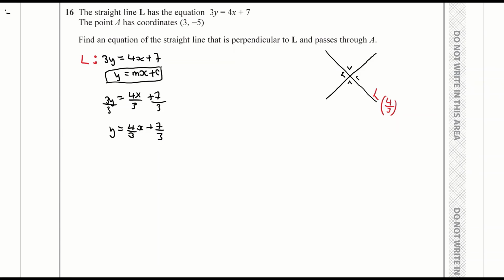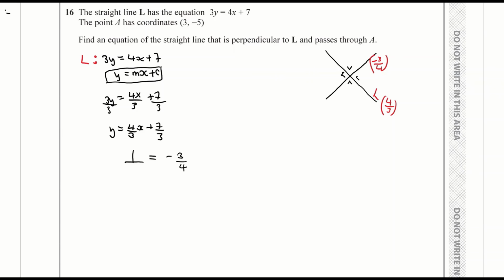Now we know that the slope of a line perpendicular to that is when you get the slope and you flip it and you change the sign in front of it. So I had my slope, which was 4/3. So my perpendicular slope to the line L is going to be negative 3/4. So that's my perpendicular slope. And again, I'll just mark that onto my diagram. -3/4.